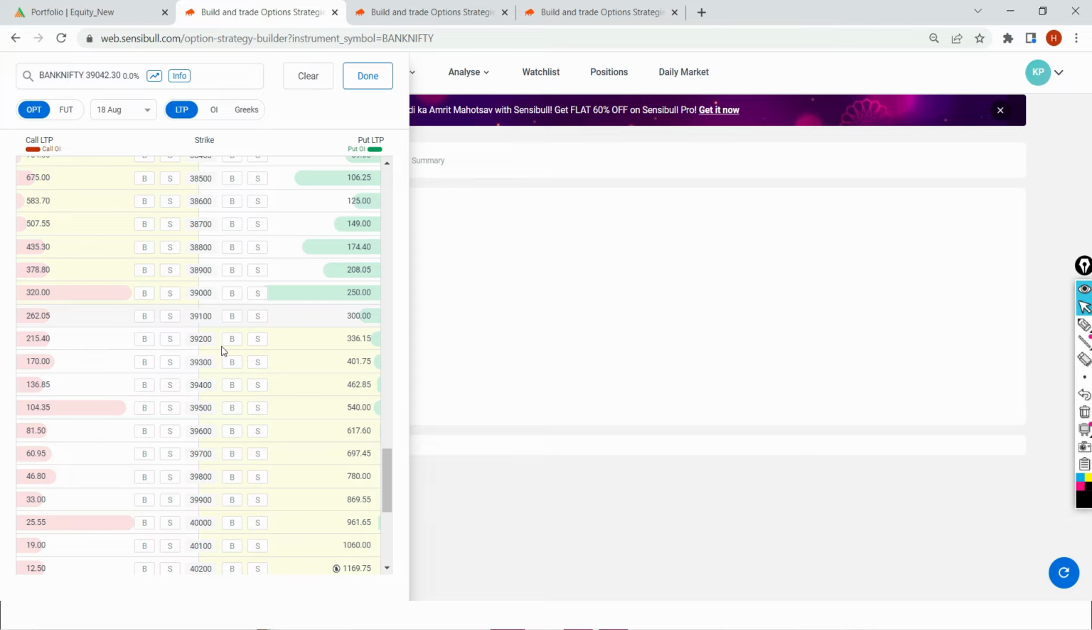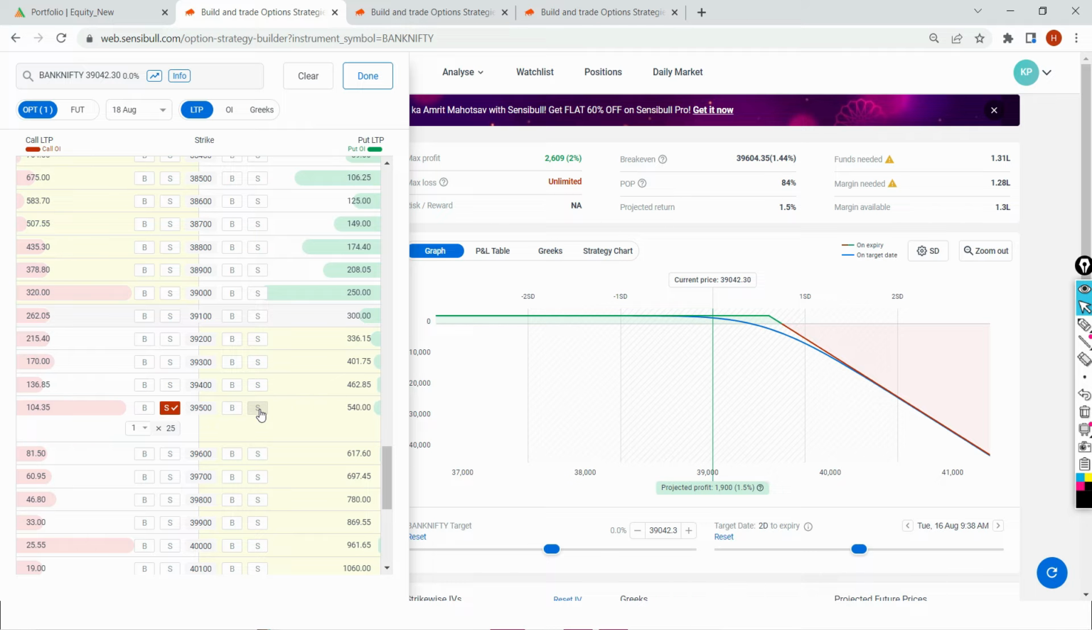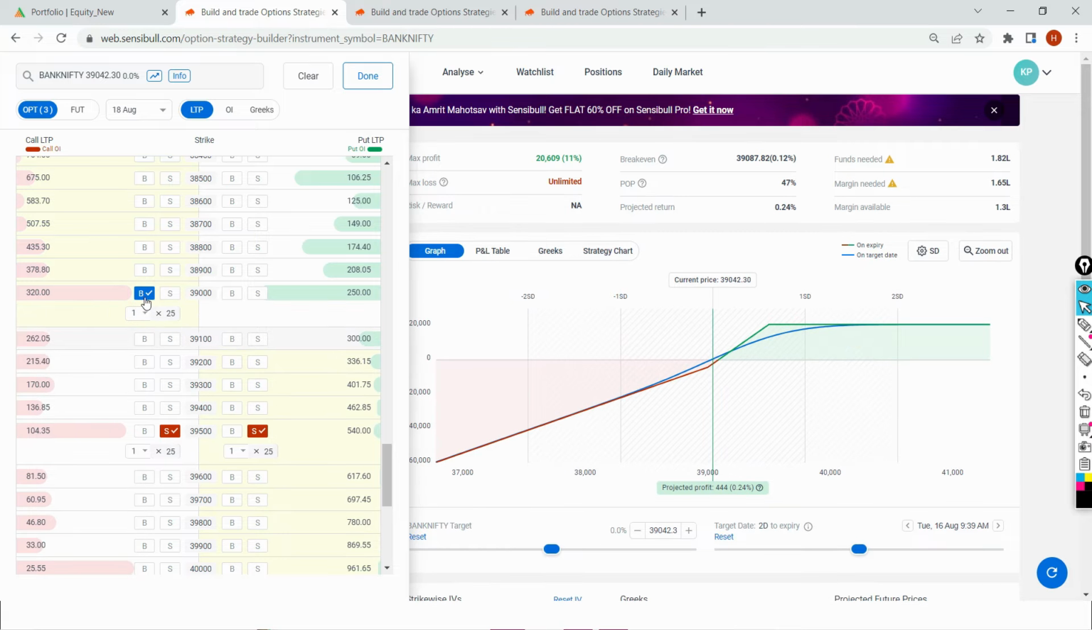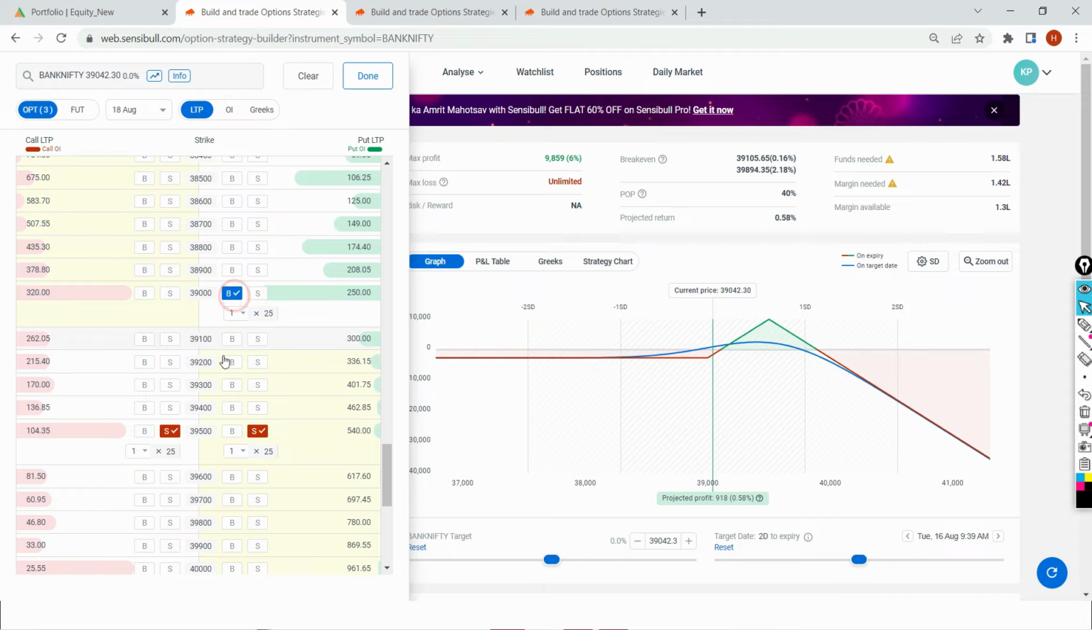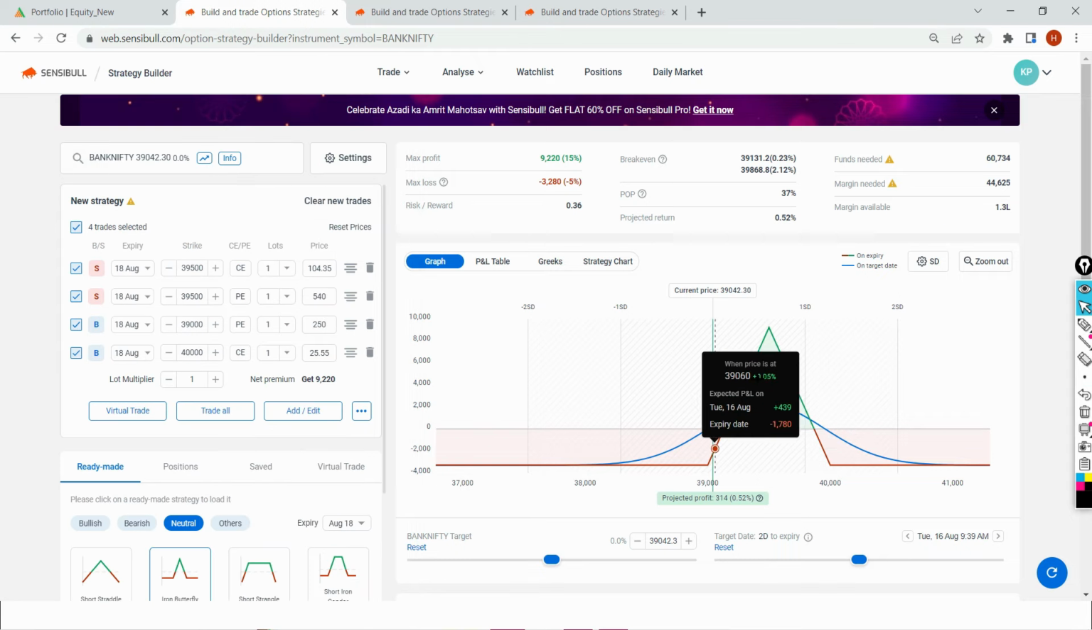My view is bullish. Simple friends, my view is bullish. The market stands at 39,000. I'm just trying to deploy an ironfly. 39,000 is the current market price. I'll go to 39,000. I'll sell one call, I'll sell one put. I'll buy one edge, 39,000 edge and 40,000 edge. This is your typical directional ironfly.